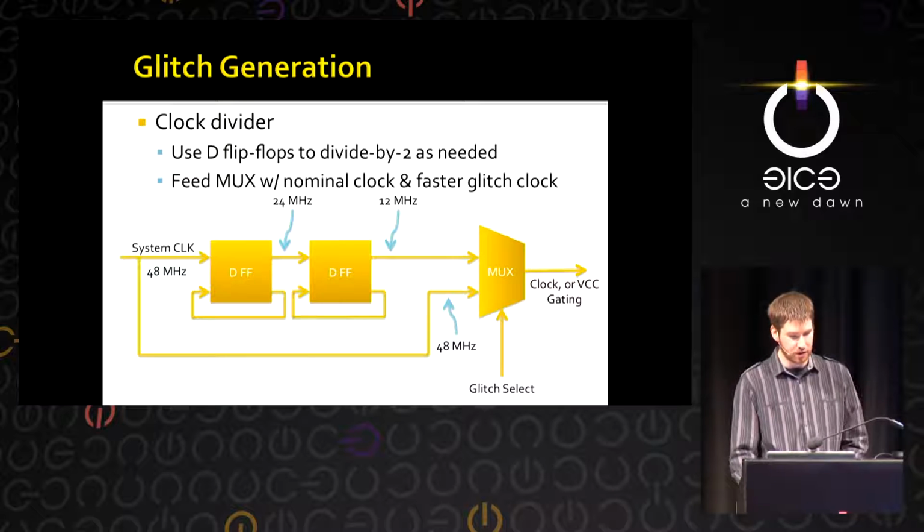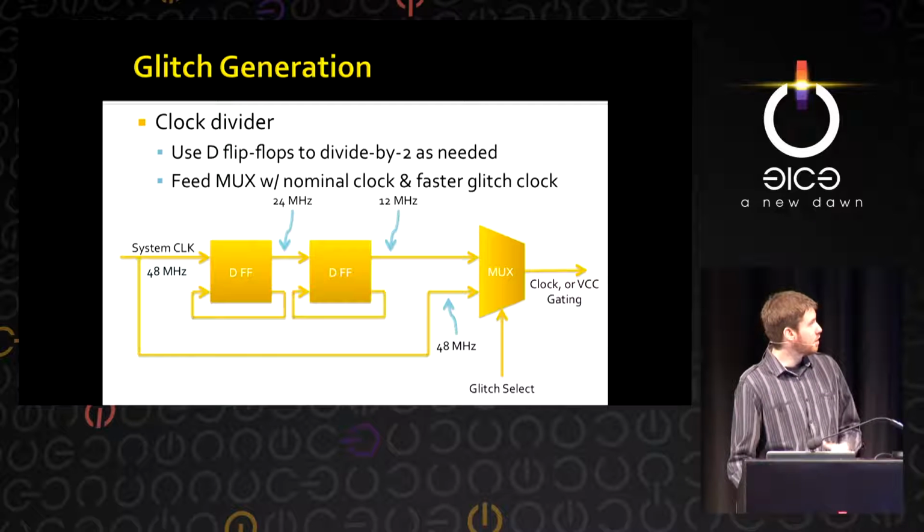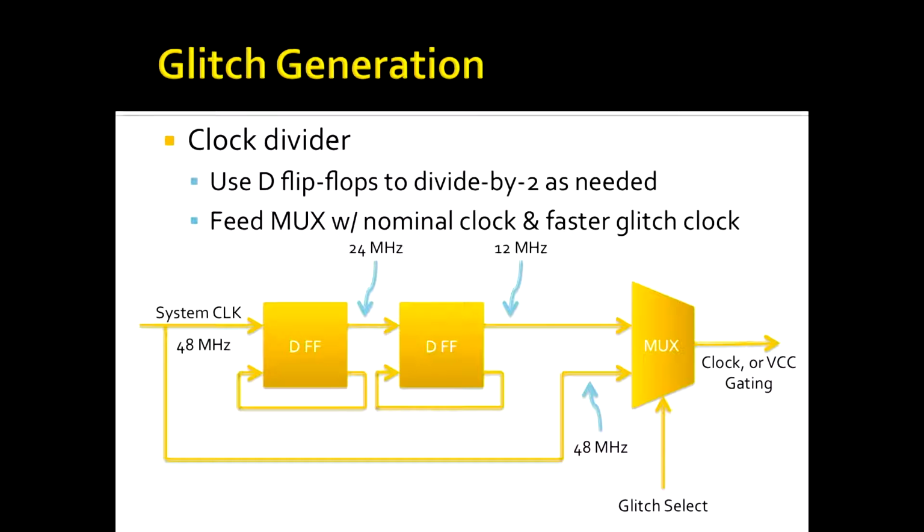So the first clock divider example, this one's the simplest, where you literally take as many D flip-flops as you want, and every time you go through a D flip-flop, you basically divide the original input signal by 2 when you feed the output of the flip-flop back to the input. So you go from 48, divide by 2 down to 24, divide by 2 again down to 12. And so now what you do is you have this multiplexer where you feed it the slow 12 megahertz signal and the original system clock 48 megahertz signal, for example.